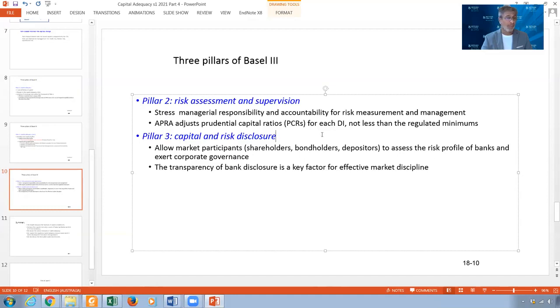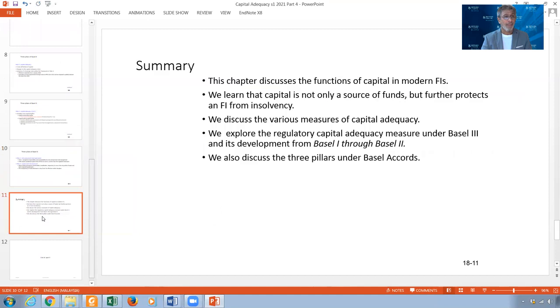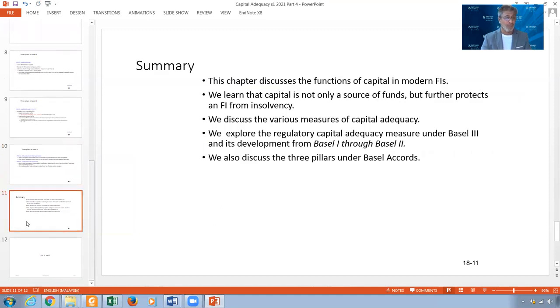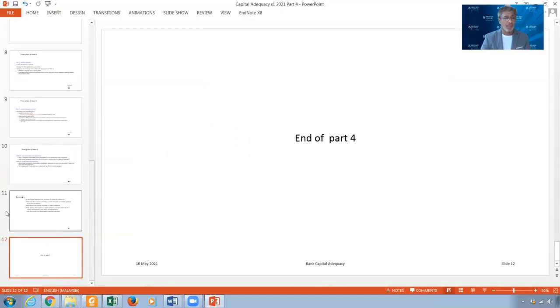but it doesn't have to go under the 10.5. Now, Pillar 3, as I told you, and Pillar 2 also gives some rights to the regulators. Pillar 3 is about how much information is produced by the financial institutions, so it can activate what we call market discipline. So we are talking about transparency and bank disclosures, which is a key factor for effective market discipline. This is the summary, nothing much to say about it. And this is the end of Part 4.